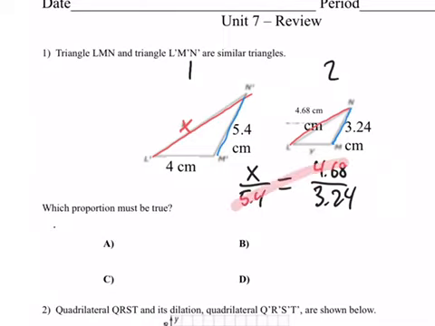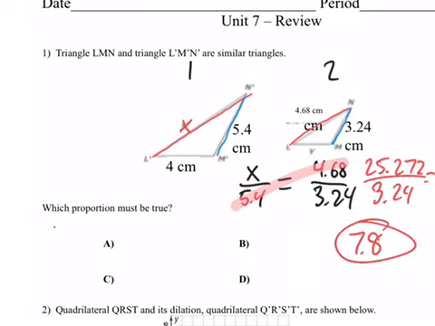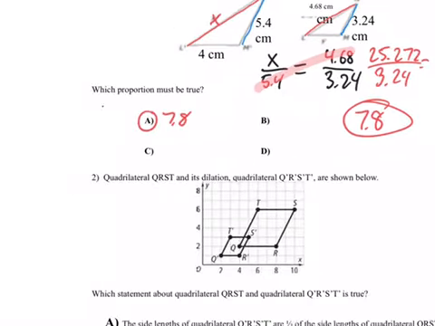So cross multiply, divide by the leftover number, so you do 5.4 times 4.68, and that comes out to, let me write this down, 25.272. Once you have that, you divide by 3.24. And whenever you divide those, you end up getting 7.8. So again, I know this one was supposed to be looking for a proportion. Since it didn't have it, I decided to solve for x instead. So we'll say 7.8 here. Hey, look, answer's A. So now we'll move on to number 2.